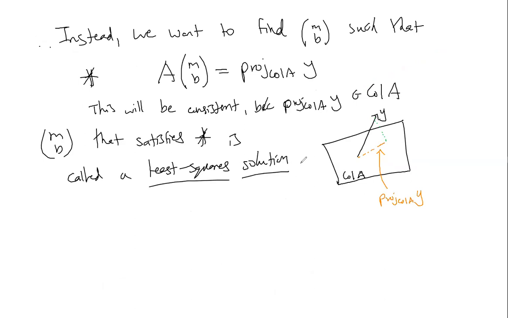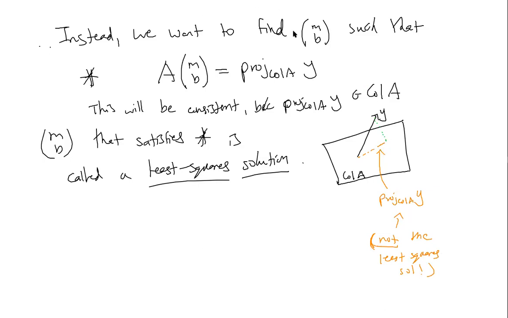So let's parse this definition. This is a common mistake people make, which is that the least squares solution of a linear system Ax equals b is not the projection. This is not the least squares solution. The least squares solution is this (m, b). It's this vector that when you multiply by A gives you the orthogonal projection.